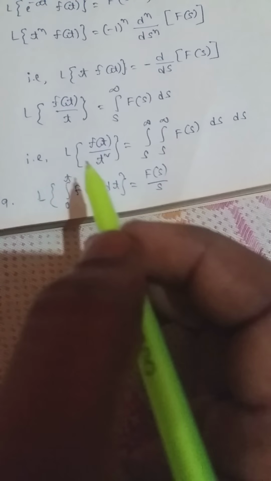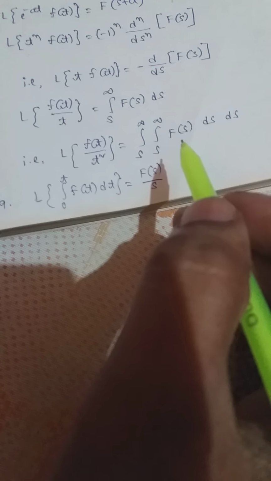And now if we have by t square, the formula will be a double integration. Integral from s to infinity, and here we have to do 2 times integration. For what? Capital F of s. That means the Laplace of f of t. For 2 times integration, ds we have.